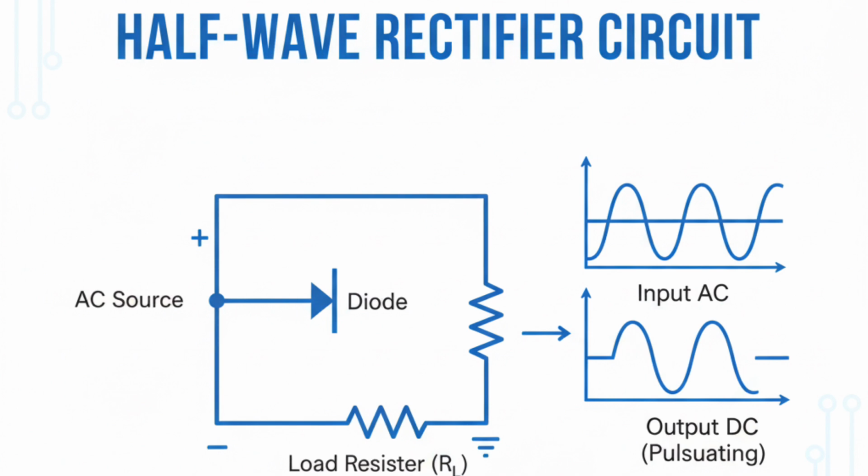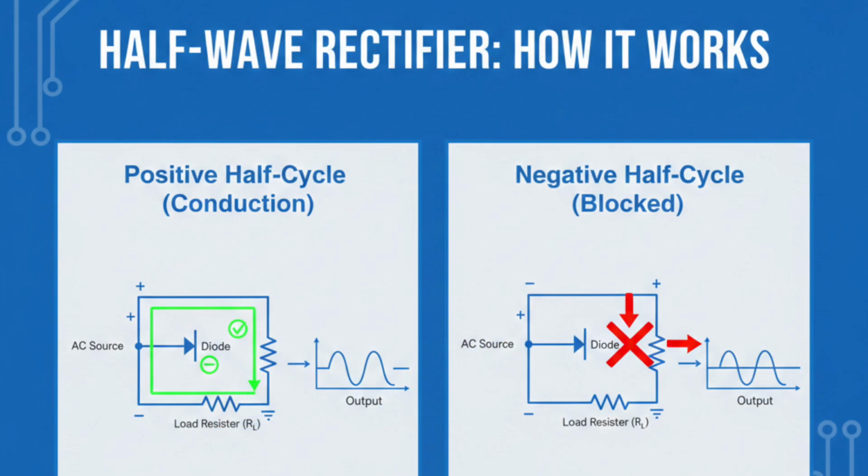During the positive half cycle of AC, the diode becomes forward biased and current flows. So we get output. But during the negative half cycle, the diode is reverse biased. So no current flows. Therefore only one half of the AC signal appears at the output.